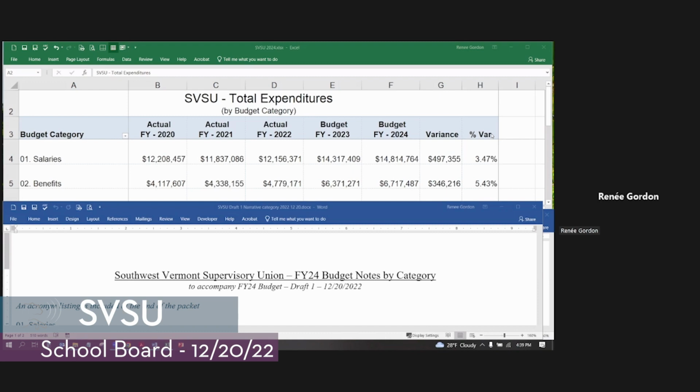We also did add in the position that was added earlier this year as an interpreter, which is one of the assurances that we have by accepting federal monies. We have a list of assurances that we are providing services, and that was one of them. So we have incorporated that position into the budget.